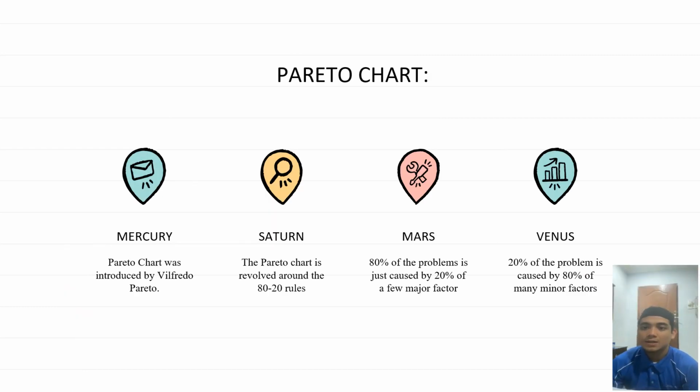Okay, next, Pareto chart. Okay, number one, the Pareto chart was introduced by Vilfredo Pareto, and number two, the Pareto chart revolves around the 80/20 rule. And number 3, 80% of the problems is just caused by 20% of a few major factors. And number 4, 20% of the problem is caused by 80% of many minor factors.